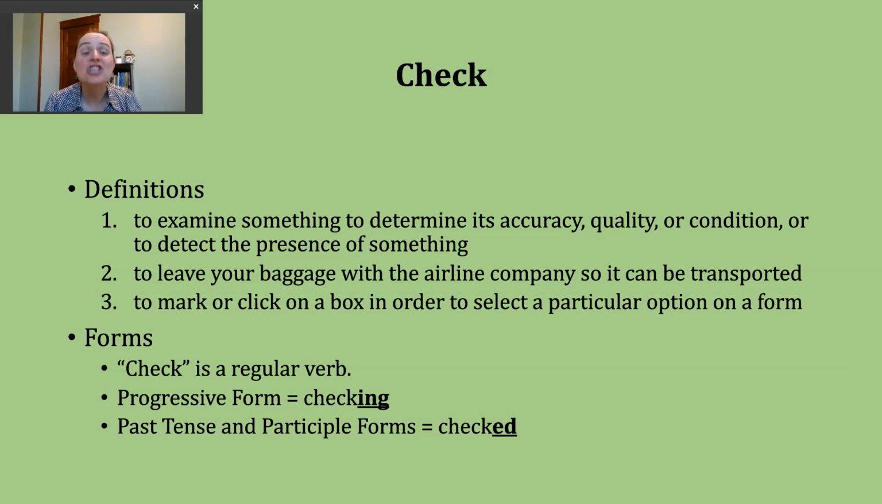You should know that check is a regular verb. To make the progressive form of this verb, all you need to do is add ing to form checking. The past tense and participle forms of this verb can be made by adding ed. Our base verb, check, ends in an unvoiced K sound. This means that our ed ending is going to make a T sound. It should sound like this: checked, checked.